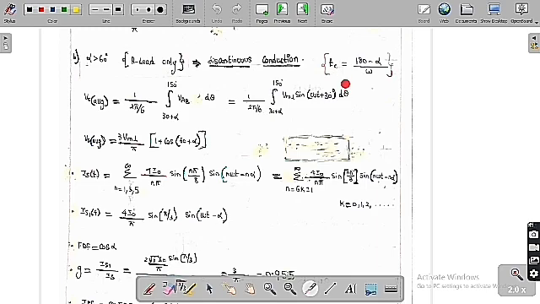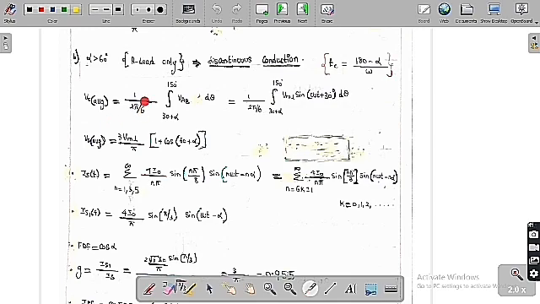Now I want to find the circuit turn-off time, which is the time for which they are going to face the reverse voltage, which is 180 minus alpha by omega. So 180 minus alpha by omega is the time for which each thyristor is going to face the reverse voltage. Now I want to find the average output voltage.